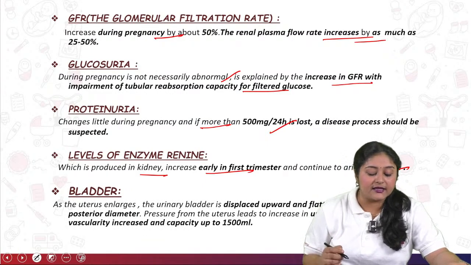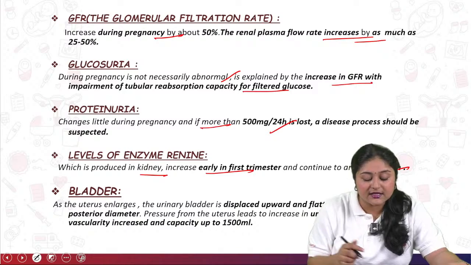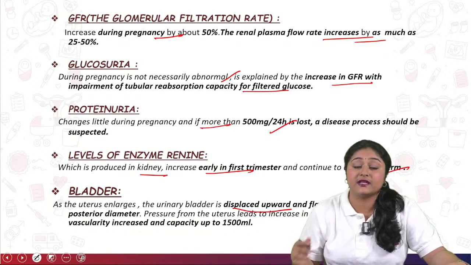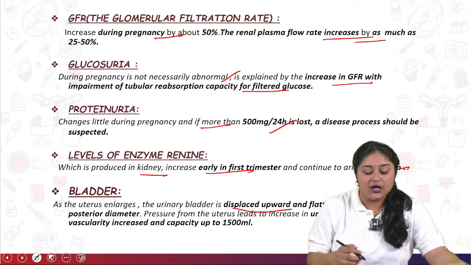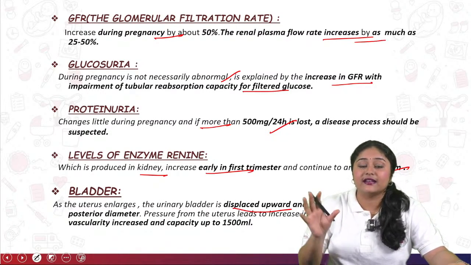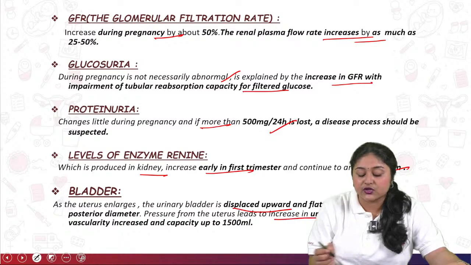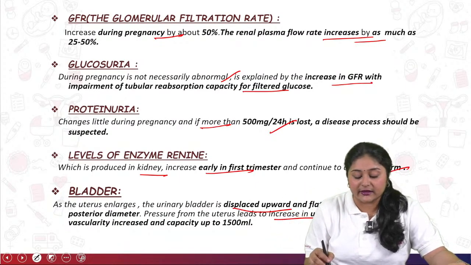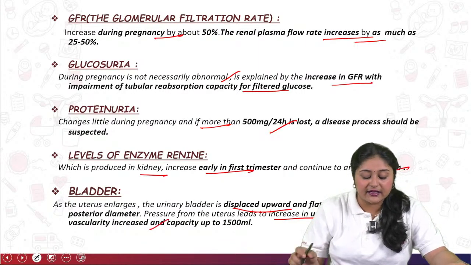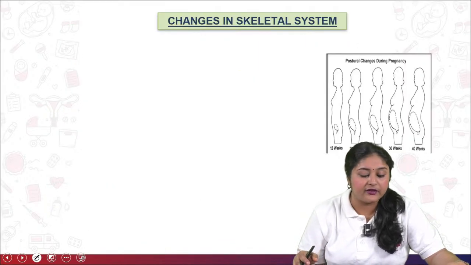Now come to the bladder. When the uterus enlarges, the uterine bladder is also displaced upward and becomes very flattened in the anterior-posterior diameter. Pressure from the uterus on the bladder leads to increased urinary frequency, meaning the holding capacity decreases. Bladder vascularity increases and capacity goes up to 1500 milliliters.